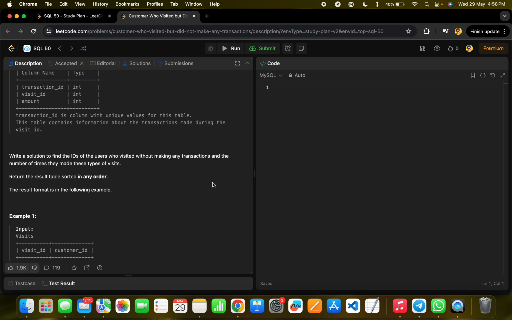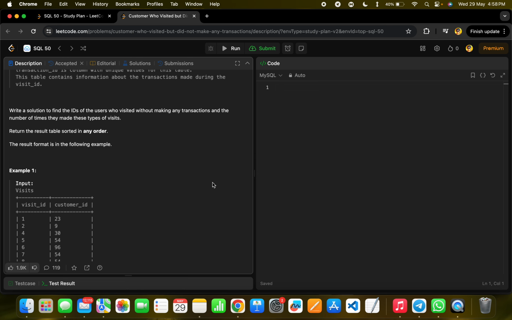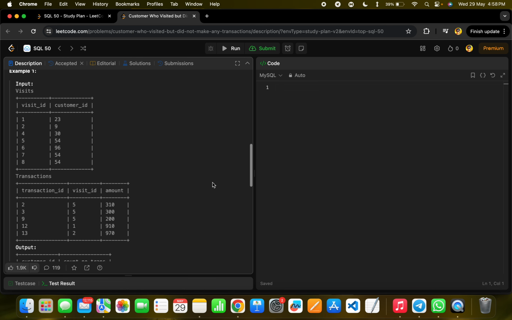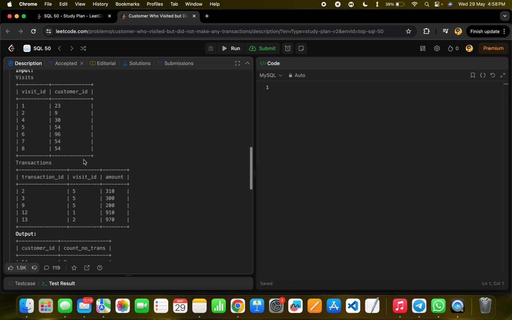Write a solution to find the IDs of the users who visited without making any transactions and the number of times they made this type of visit. Return the result table sorted in any order. The result table is in the following example. So let us look at this example.